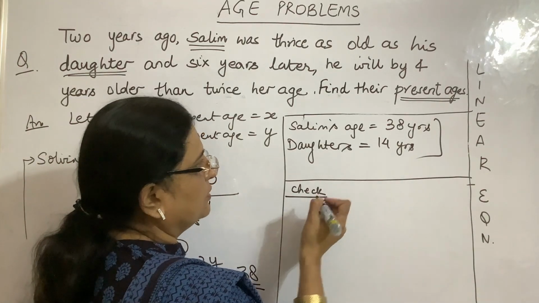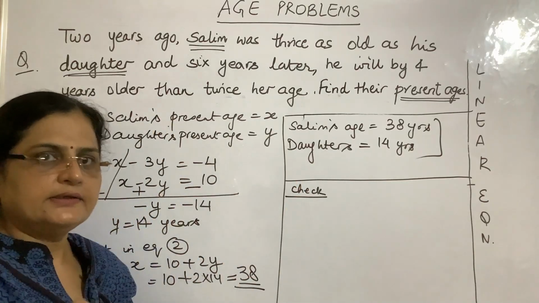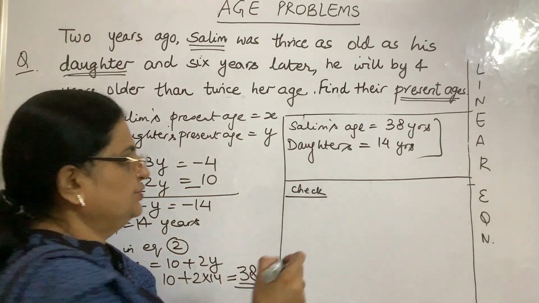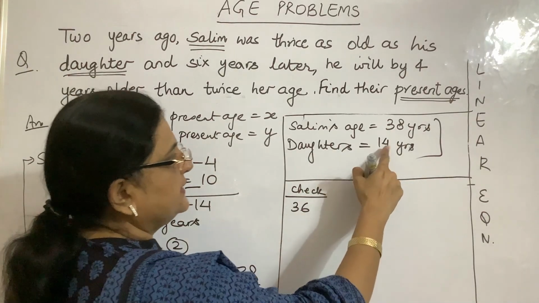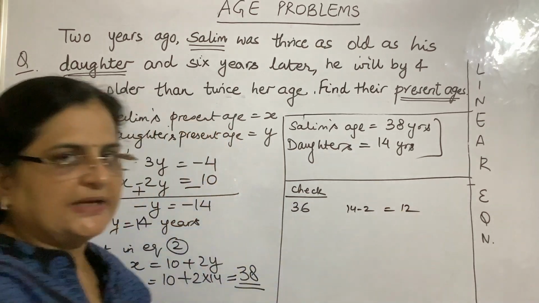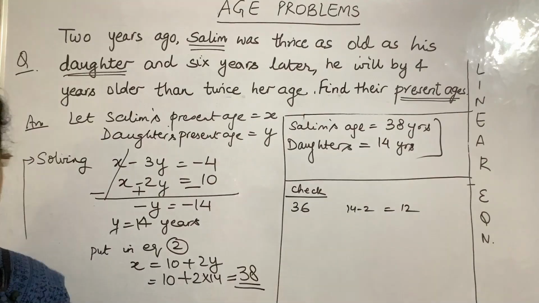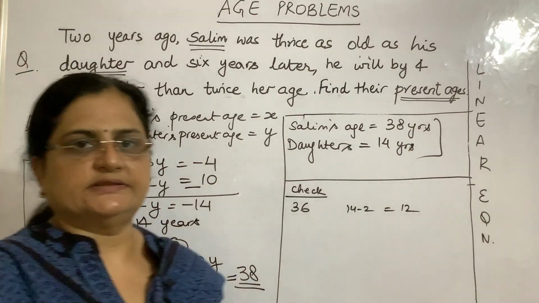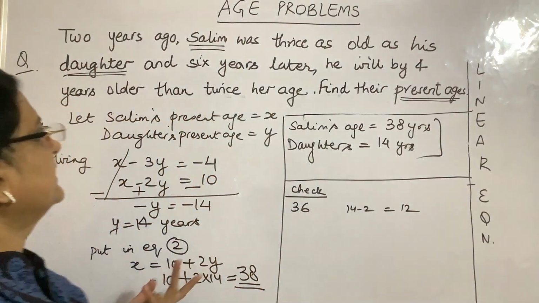Now 2 years ago, Salim was thrice as old as his daughter. 2 years ago, what was Salim's age? 38 minus 2, so 36. And what was the daughter's age? 14 minus 2, which is equal to 12. So 36 is 3 times 12, Salim was 3 times as old as his daughter. Verified.